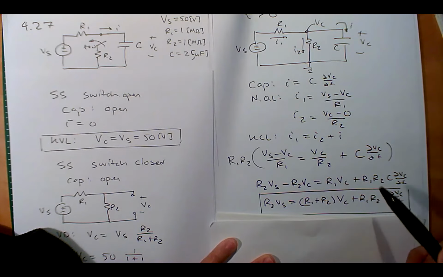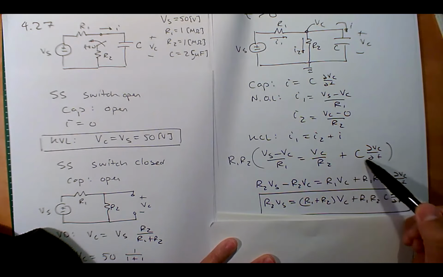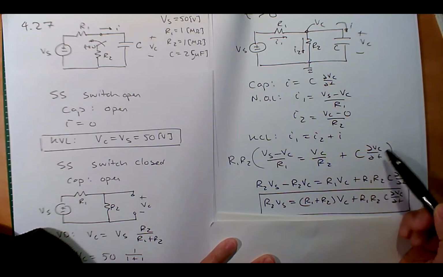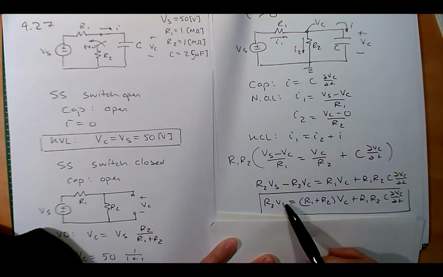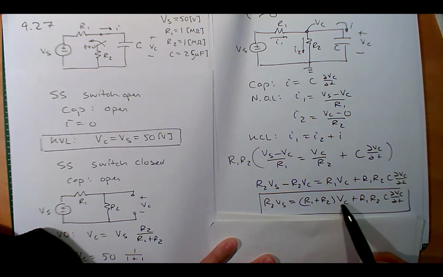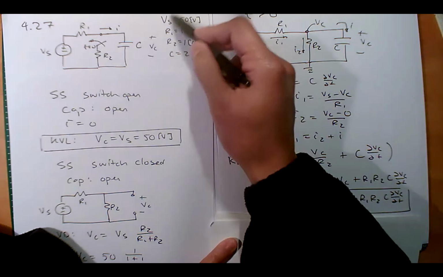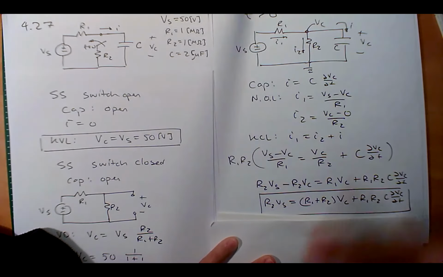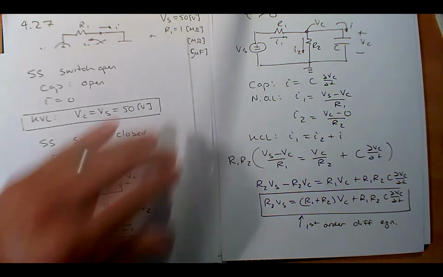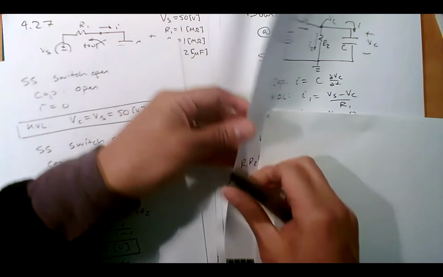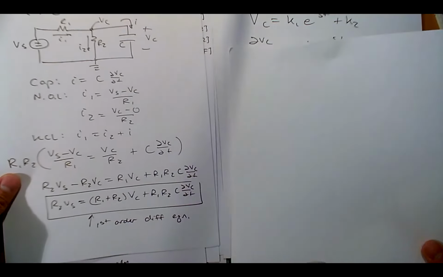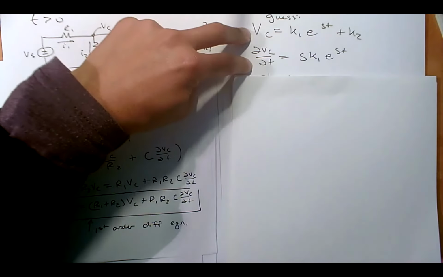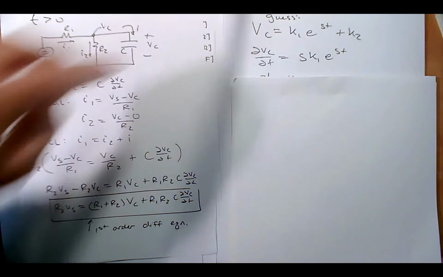But at the end of the day, even at this point, it's a first order differential equation. This is great. VC and dVC dt are all there. Excellent. And all the other variables are things we know, R1, R2, and VS, which are right here. Okay, we know the next step. The next step is write our guess and plug it in, right? At this point, I hope it's getting a little repetitive. Okay, so we can write our guess for our non-derivative and derivative and plug it in here.